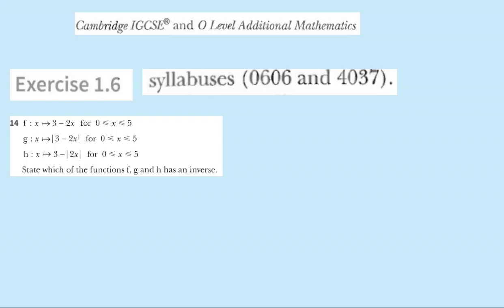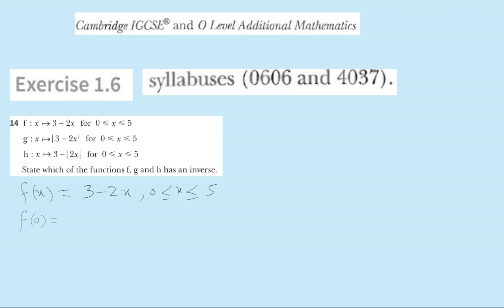Now see our question. First I am checking f(x) is equal to 3 minus 2x for x from 0 to 5. Now if you put 0, because the domain is given from 0 to 5.